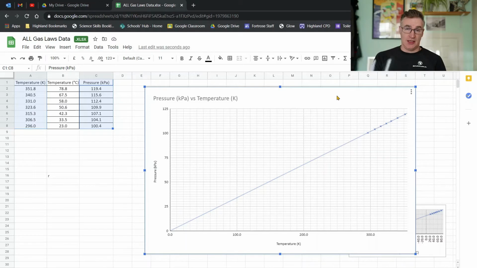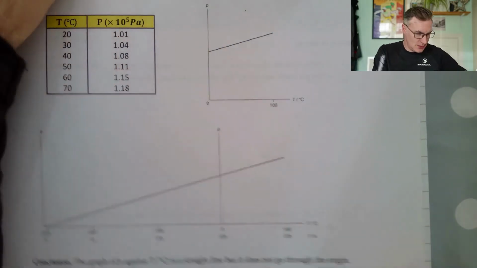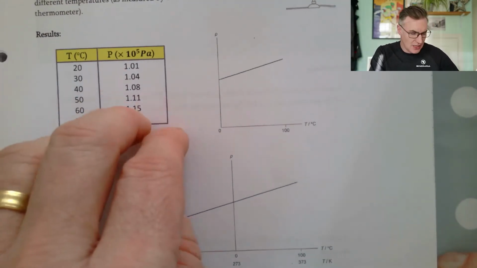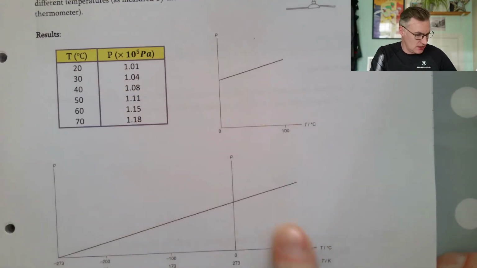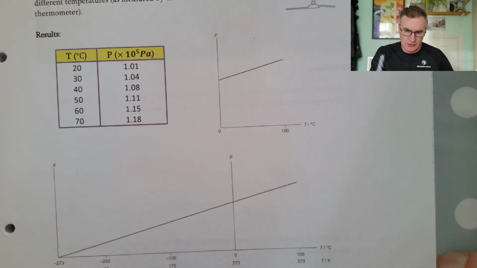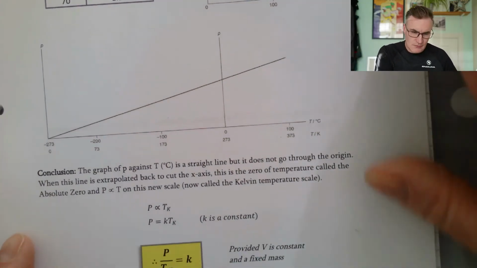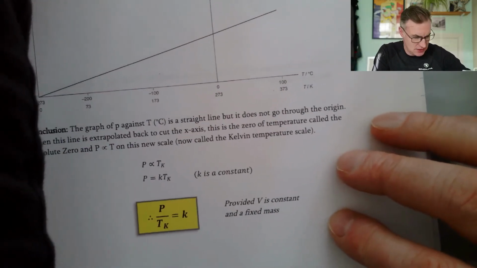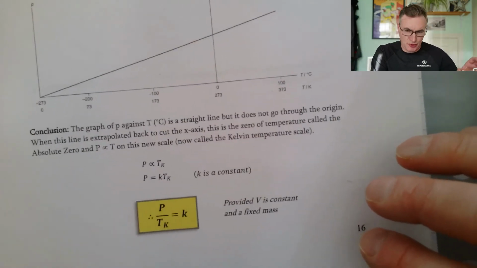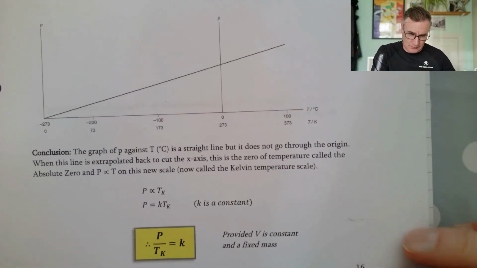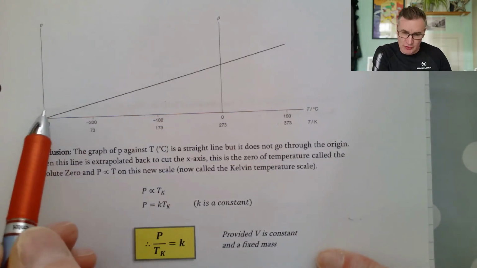So as we did before, I'm going to go back to the course notes, and here we are. And so this is on page 16. We have our dummy results here as well. We get a new graph drawn, and our conclusion for this is that pressure is directly proportional to temperature, but only when it's in Kelvin.